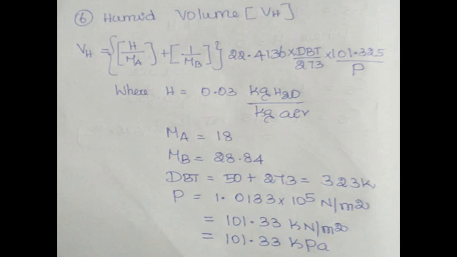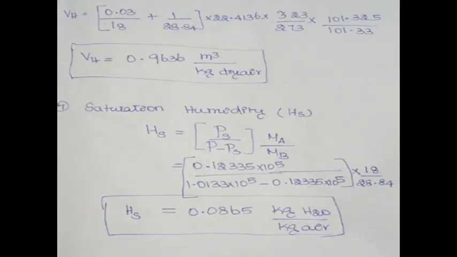Okay. After substituting all the values, finally we get VH is equal to 0.9636 meter cube per kg of dry air. So this is the humid volume.